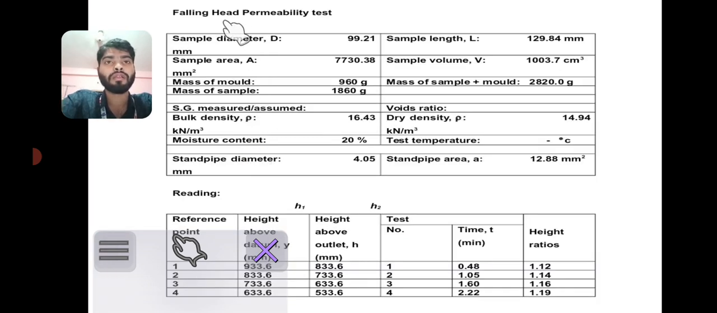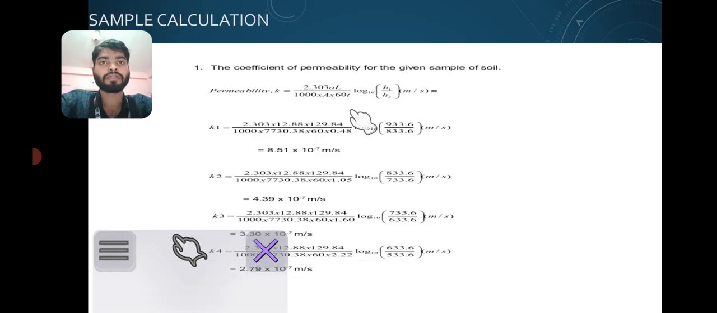This is the sample of the falling head permeability test. Sample diameter is 99.21, then sample length, sample area 7730.38, and sample volume, and this is the calculation for the sample of the falling head permeability test. After that we will calculate. Here is the calculation.